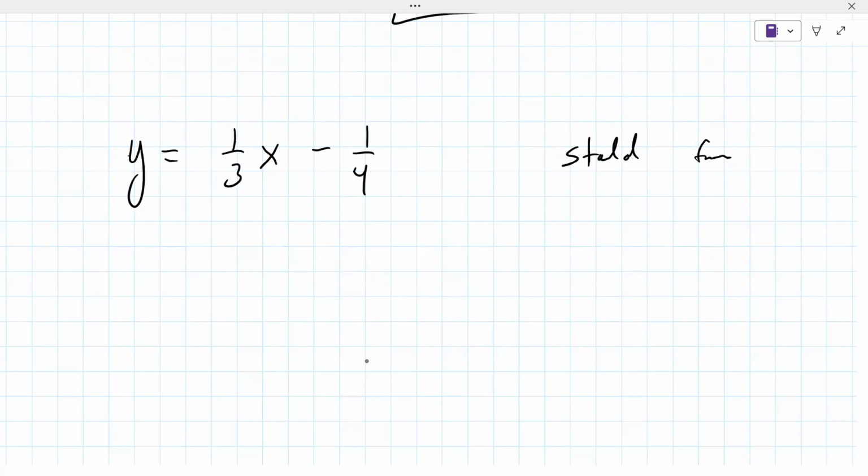That'd be 1/3 x minus y equals 1/4. Then multiply all of that by 12. So you get 4x minus 12y equals 3. You said 4x minus 12y equals 3? Yes, just 3.